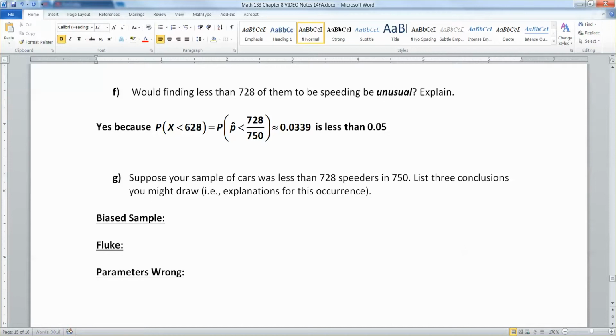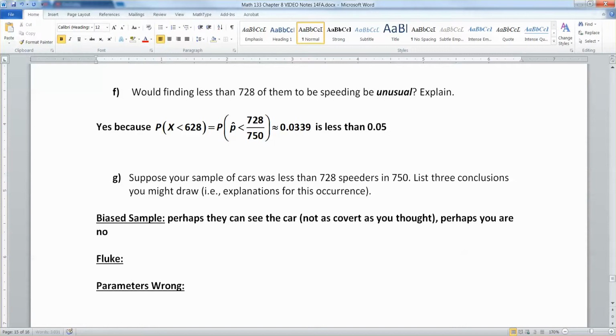So perhaps they can see the car. So it's not as covert as you thought it was. Perhaps you are not good with the radar gun. Or perhaps the radar gun is broken.